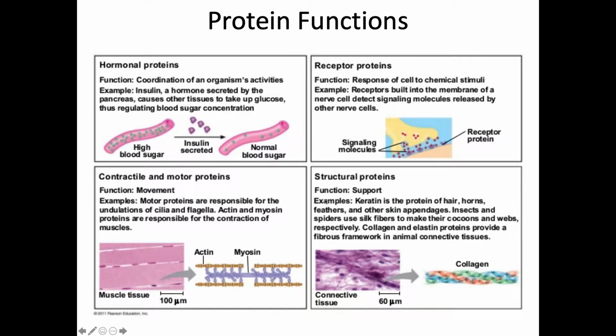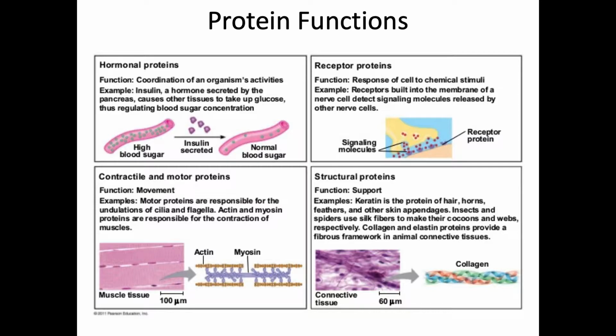Four more protein functions. Some hormones are protein-based. A really good example is insulin. When you eat something, you're basically taking in glucose. But how are your cells going to know that you have glucose in the bloodstream so that it can undergo cellular respiration and make ATP?